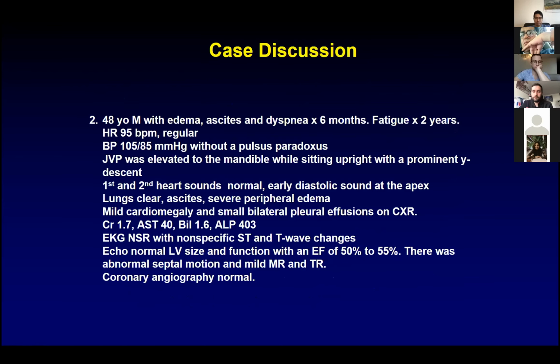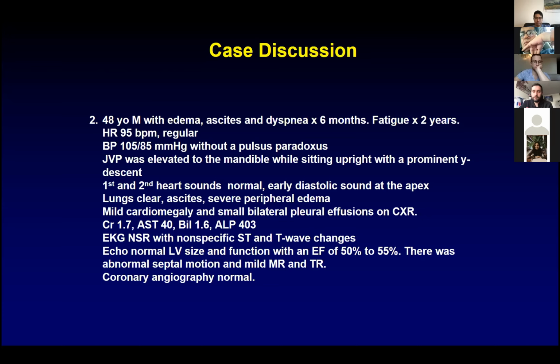Next case, you have a 48-year-old male with edema, ascites, and dyspnea for 6 months, and fatigue for 2 years. His heart rate is 95, blood pressure is 105 without a pulsus paradoxus, and we talked about how you can see pulsus paradoxus in tamponade. JVP is elevated, first and second heart sounds are normal. There's an early diastolic sound at the apex. Lungs are clear, there's ascites, severe peripheral edema, cardiomegaly, some pleural effusions, creatinine is a little elevated, alk phos and bilirubin are elevated. EKG shows some non-specific T-wave changes.